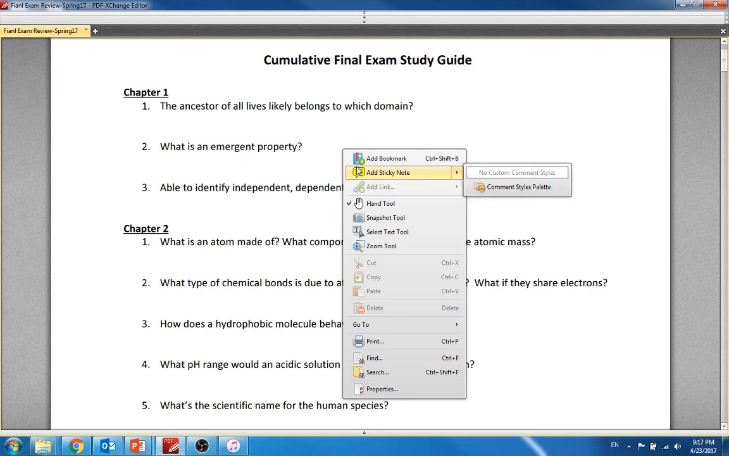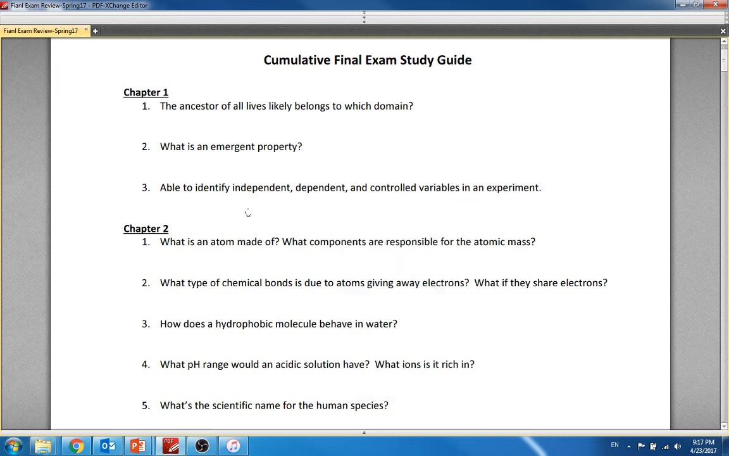Number 3, you should be able to identify independent, dependent, and controlled variables if I describe one experiment. So basically, the independent variable is the variable that you want to test, that you manipulate. You will change the conditions. The dependent variable is the parameter that you can measure, you can quantify.